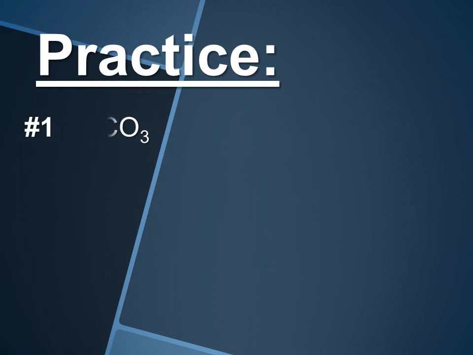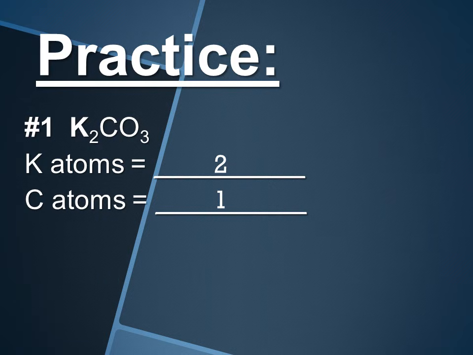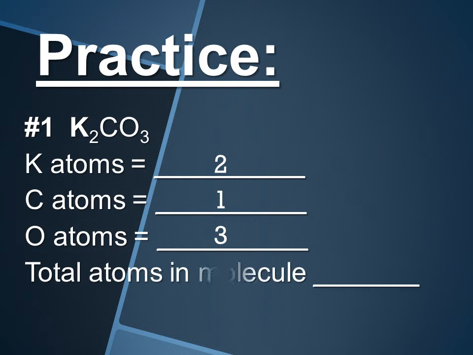Now let's practice. So take a look at the formula and let's figure out how many potassium atoms there are. Did you figure out that there are 2? Now figure out how many carbon atoms there are. Did you figure out that there are 1? And how many oxygen? Did you figure out that there are 3? So these are easy, right? I think we can all do these probably without much practice.